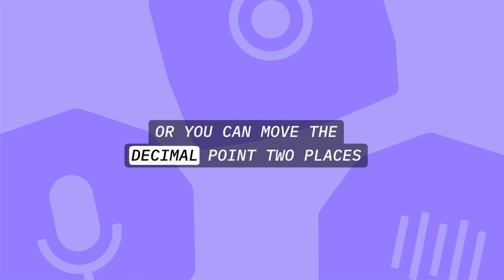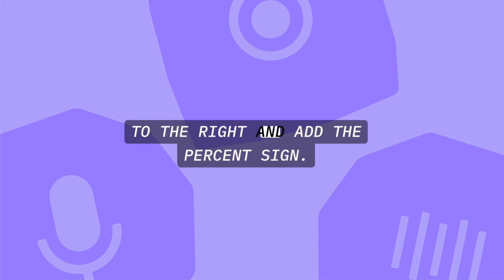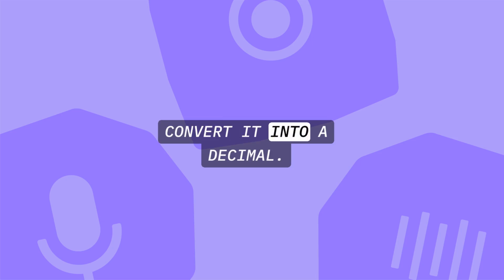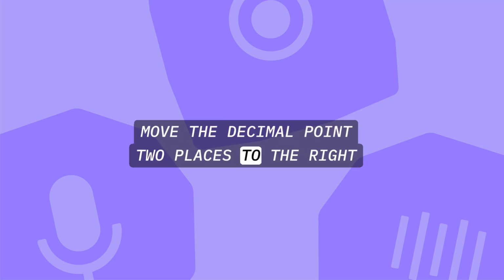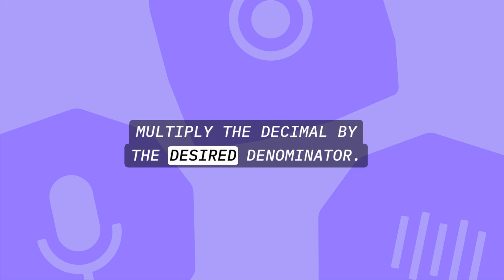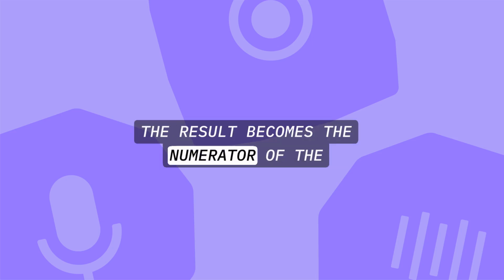Or you can move the decimal point 2 places to the right and add the percent sign. How do you convert a fraction into a percent? Convert it into a decimal. Move the decimal point 2 places to the right and add the percent sign. How do you change a decimal into the nearest equivalent fraction? Multiply the decimal by the desired denominator. The result becomes the numerator of the fraction.